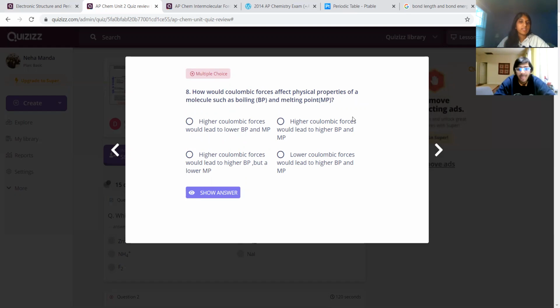Okay, yeah. So here we have Coulombic forces. Higher Coulombic forces would mean higher attraction. It's like more force. So if there's more attraction, then it would be hard to separate the different molecules. Oh wait, we're almost out of time. Let me just get through this quiz. Okay, so I think it should be this one. Yep. Higher Coulombic forces will lead to higher BP and MP.